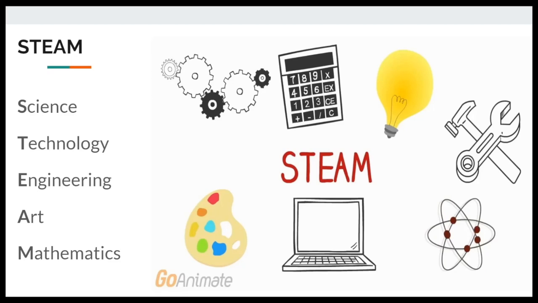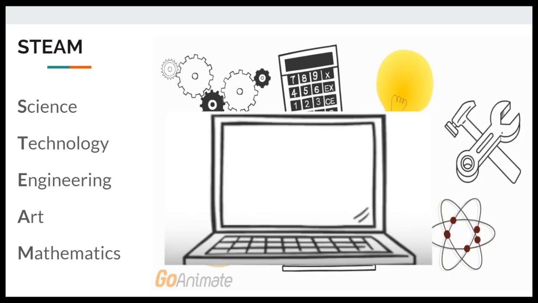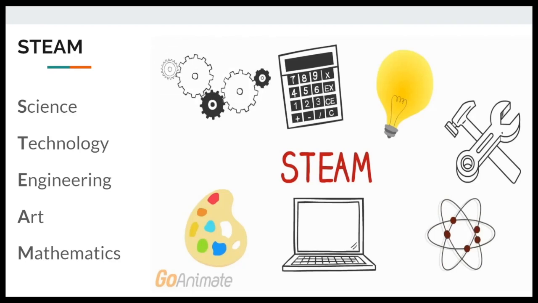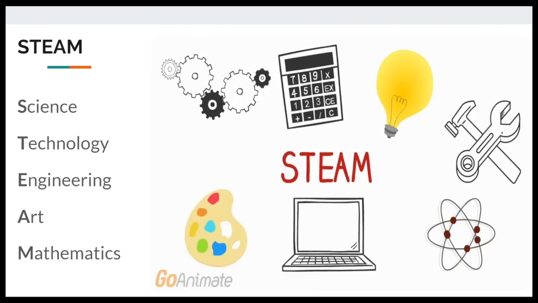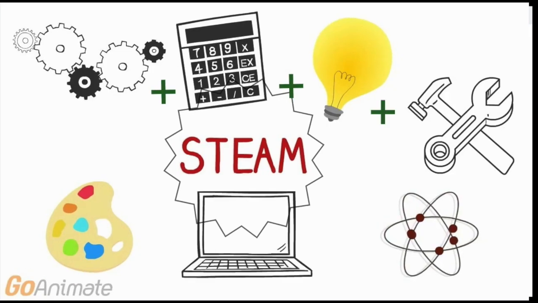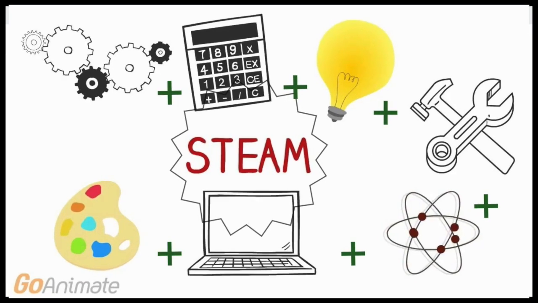STEAM is an acronym that stands for five core subject areas: science, technology, engineering, arts, and mathematics. One common misconception about STEAM is that as long as each subject is covered separately in the classroom, teachers are using a STEAM model. This is false. The key component of STEAM is the integration of all of these subject areas together.